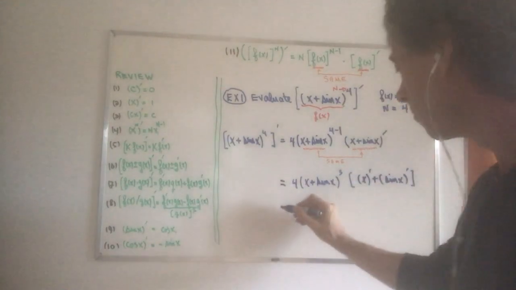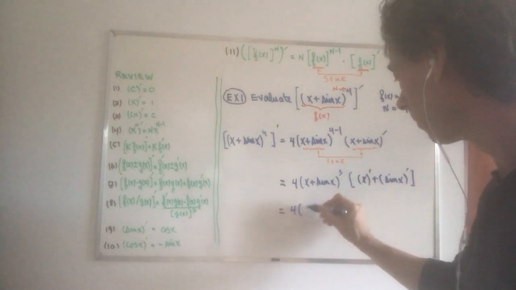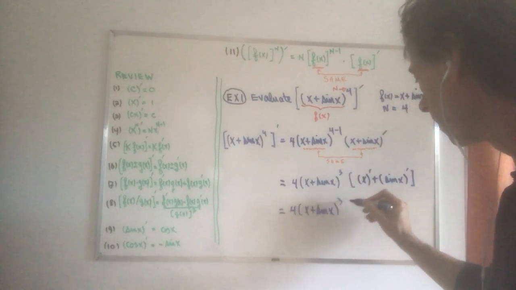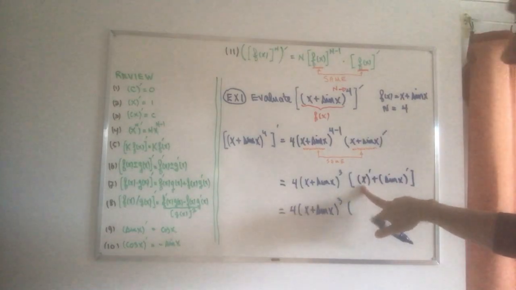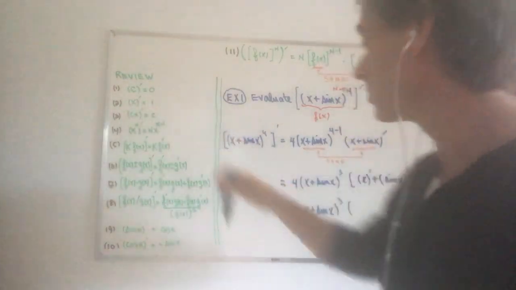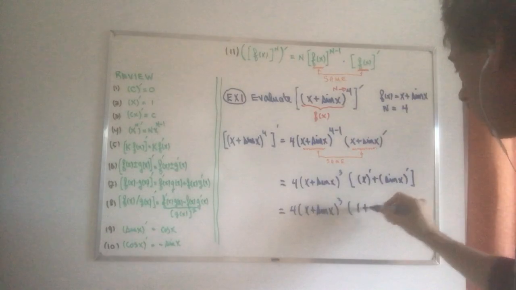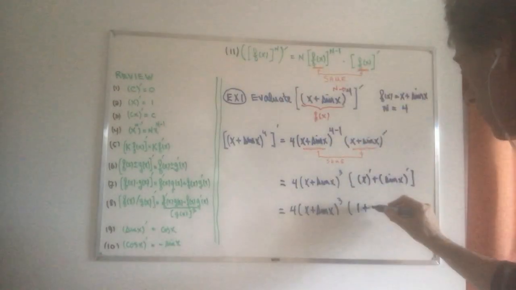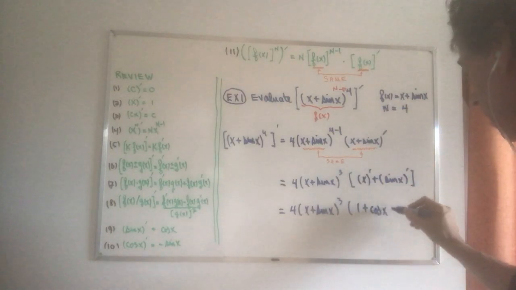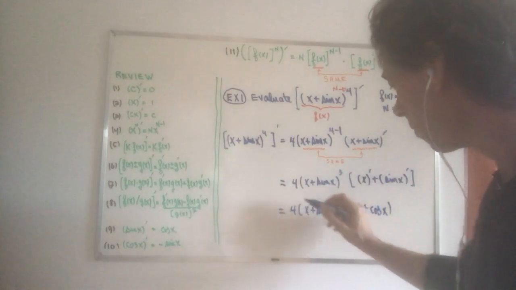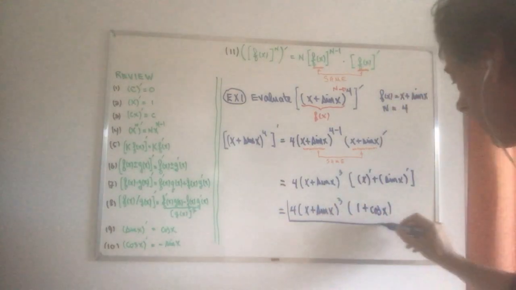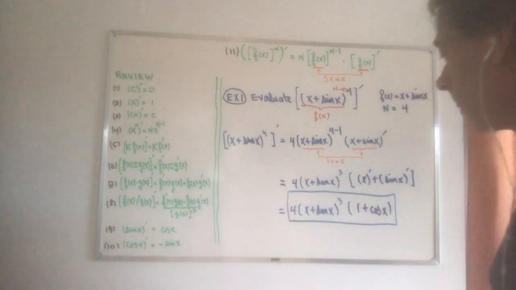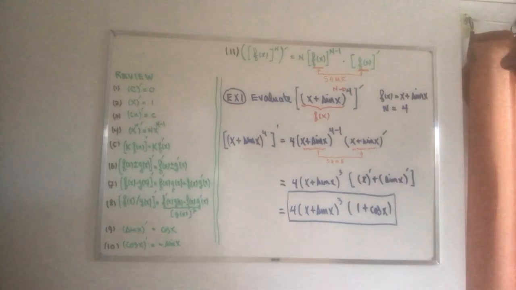All right, final answer, 4 times x plus sine x to the 3 times rule number 2, the derivative of x is 1. Rule number 9, the derivative of sine x is cos x. Box this, walk away. That's your final answer.